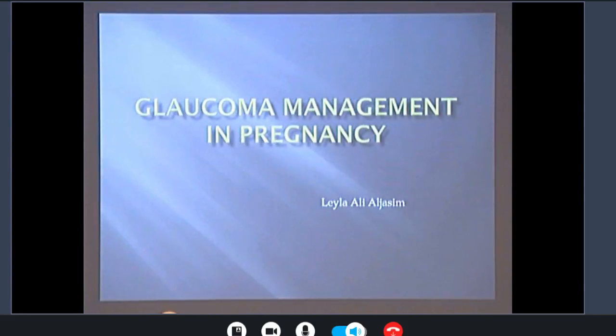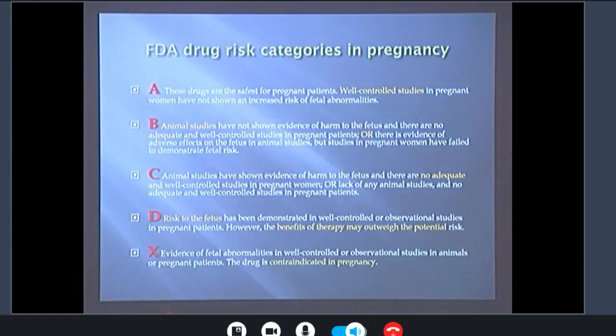Okay, I'm just going to give you today short tips and just a reminder about glaucoma management in pregnancy. We all face such cases in our clinic, and sometimes when the clinic is heavy, we forget to ask the patient if she's pregnant and what medication we can use. The difficulty in managing glaucoma in pregnancy is due to the lack of data that support your decision in the management steps.